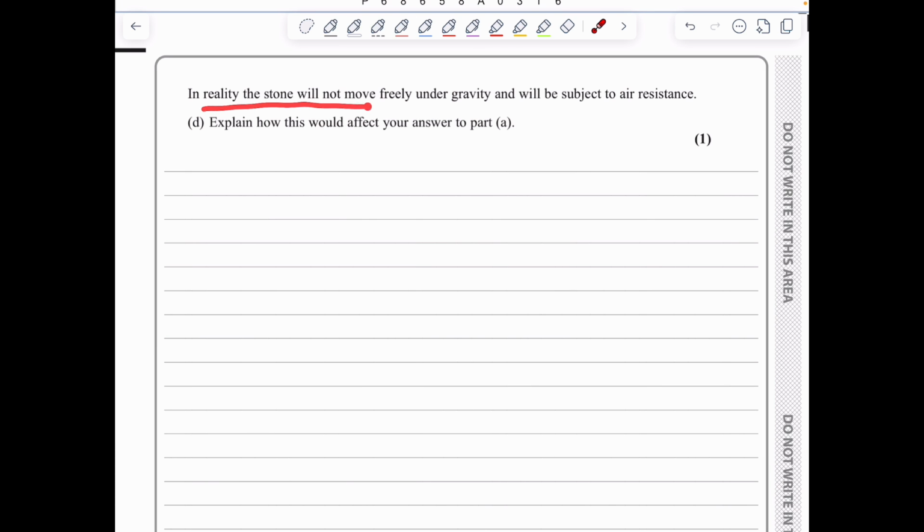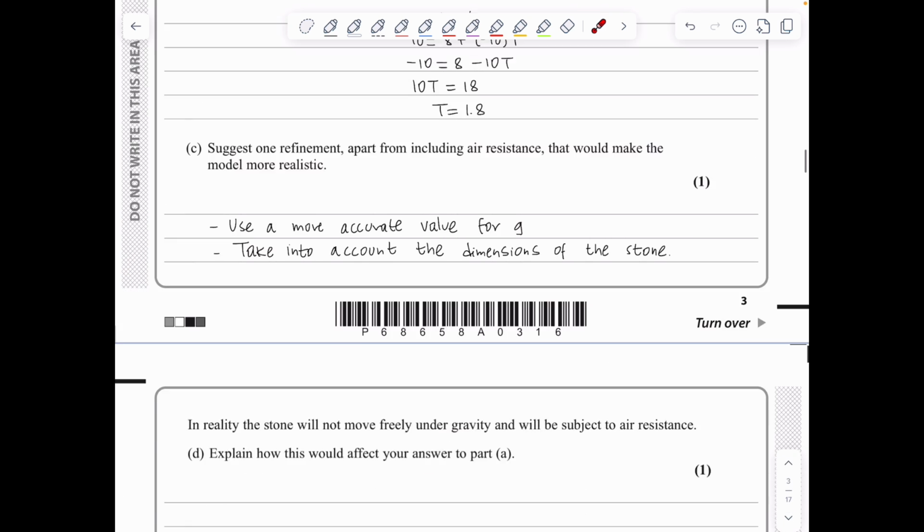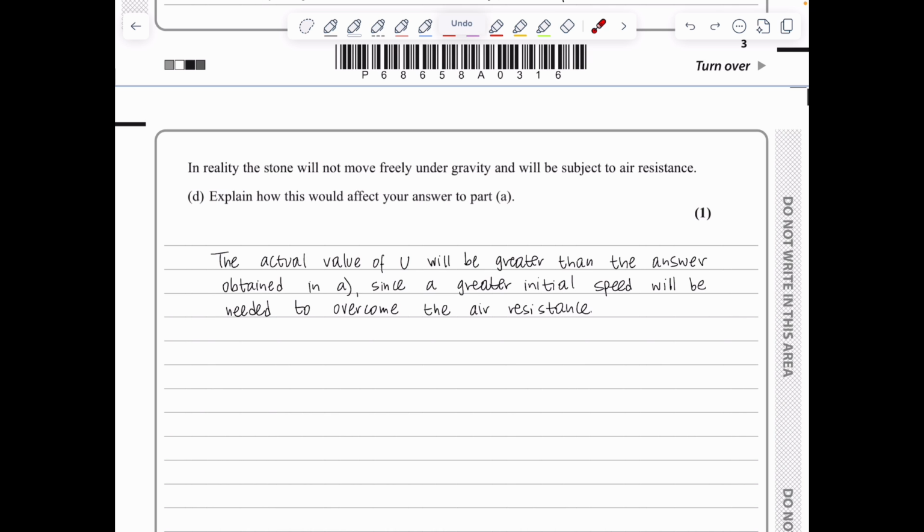In reality, the stone will not move freely under gravity and will be subject to air resistance, and we need to explain how this would affect our answer to part A. So going back to the diagram here, as we leave A, we now need to find air resistance, and for us to land on ground after capital T seconds with a speed of 10 meters per second, it means that capital U here should be greater. So what we need to say here is that the actual value of U will be greater than the answer we obtained in part A, since we need a greater initial speed to overcome the air resistance.